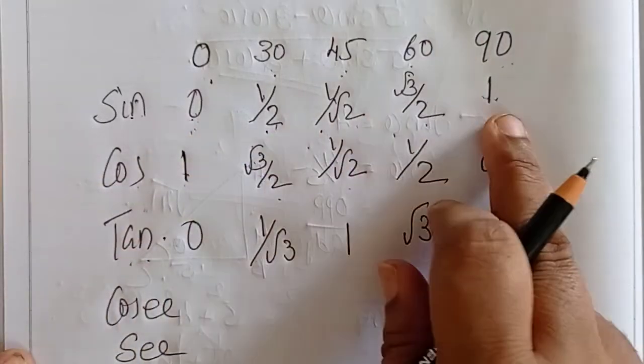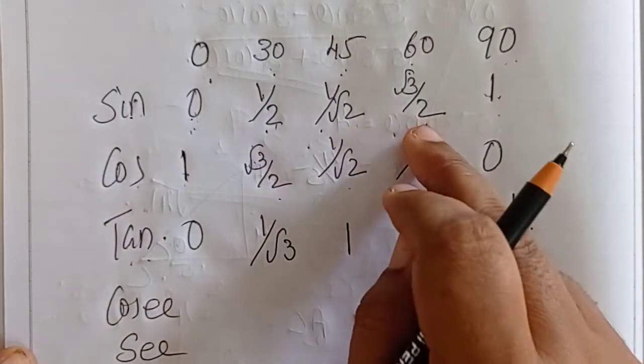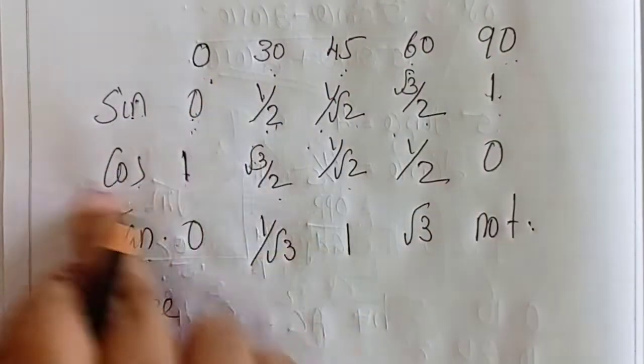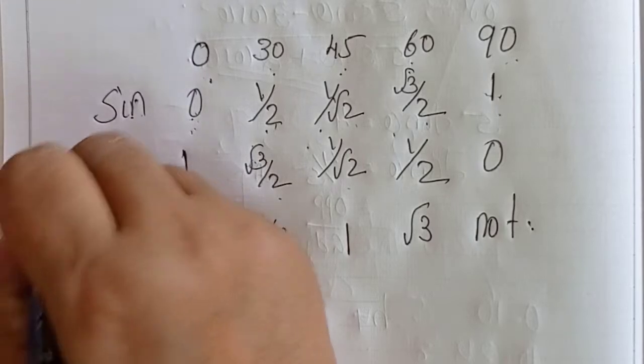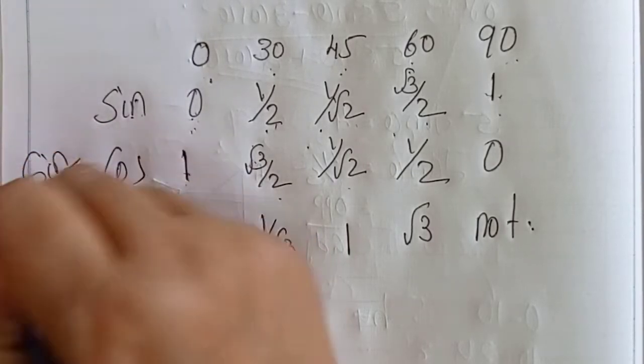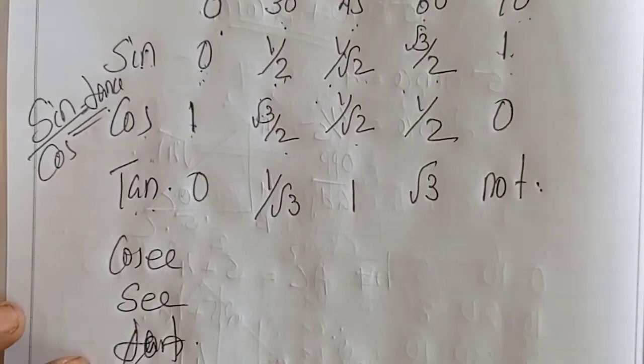Only study the first line. 0, 1 by 2, 1 by root 2, root 3 by 2, 1. Then write the reverse order. Then you will get cos. Sin by cos is tan. Next year you will study that.